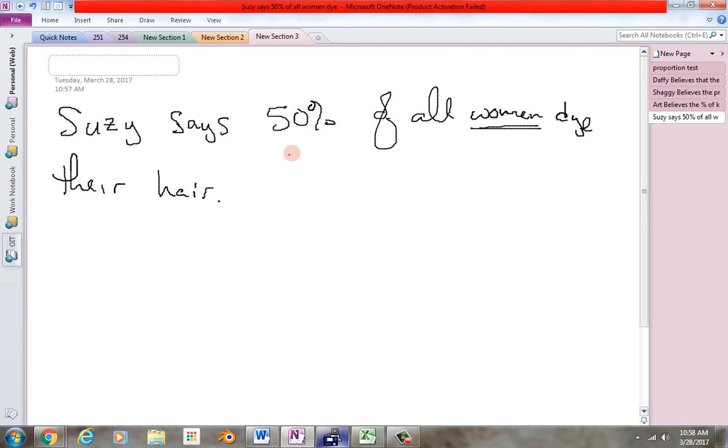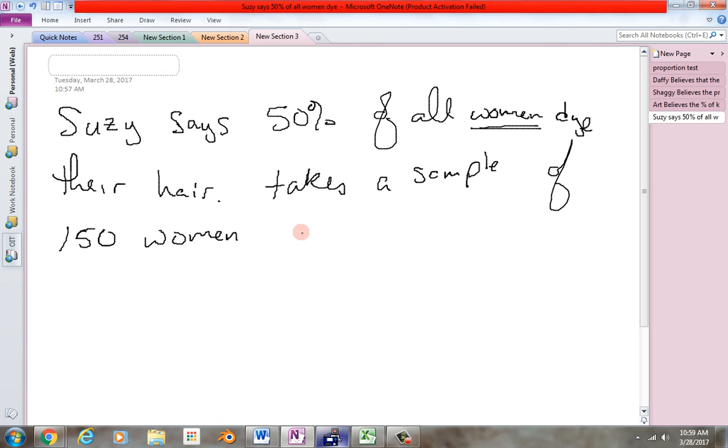But yeah, it's weird. So this is what Susie says. Why is Susie saying this? Because she's a beautician? I don't know. But Susie apparently cares or says something about this. So what does she do? She takes a sample of, I don't know, 150 women. Sure. And finds 72 of them dye their hair.